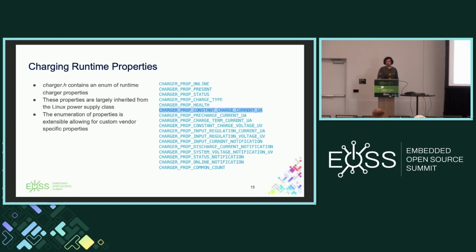And each of the properties, like the ones that are in natural units, do have the unit suffix here. So this one is microamps. There's microvolts. I think the fuel gauge driver API has more units than that. But yeah, it was kept in these natural units as much as possible.